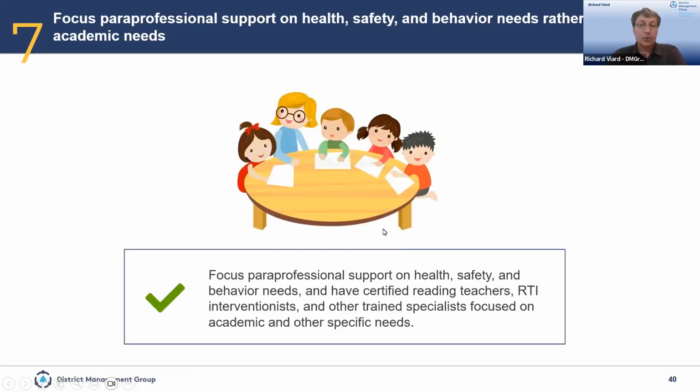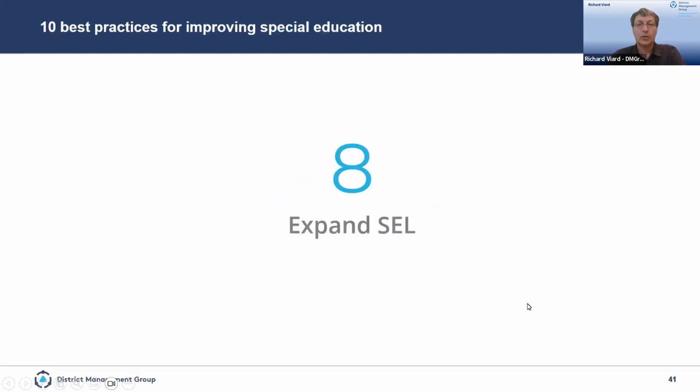Focusing paraprofessional support on health, safety, and other needs, and have the certified reading teachers, RTI interventionists, who are trained specialists, focus on these academic needs.